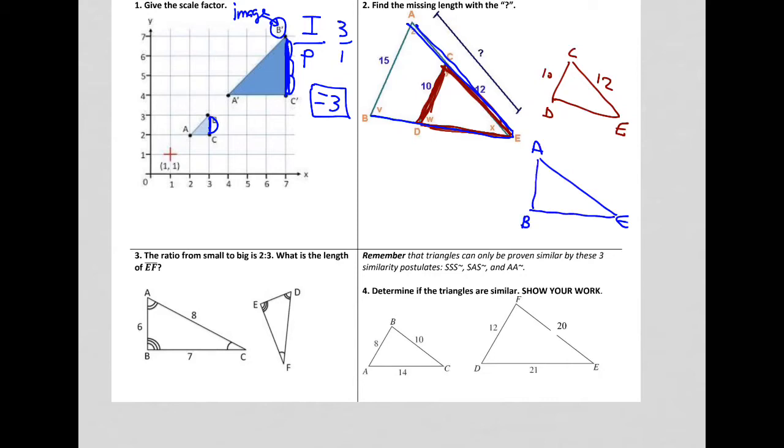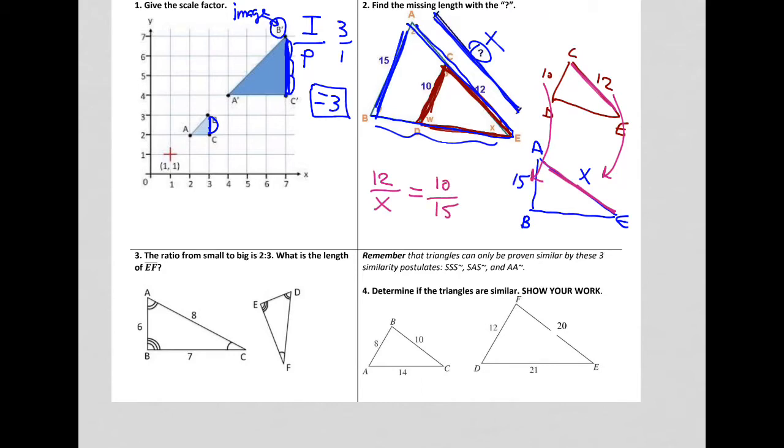And so we have some side lengths. We don't know A to E. That's the question mark, so that's going to be our X from A to E. We have A to B is 15. And we don't know the bottom, but we don't need it because when we solve this with corresponding parts, we're just going to do two fractions. So we have 12 over x equal to, now notice since I went from this small one to the big one, I have to go small to big again, so 10 over 15.